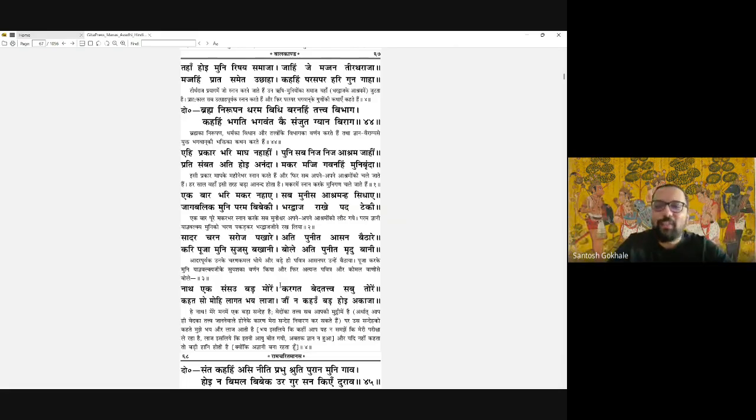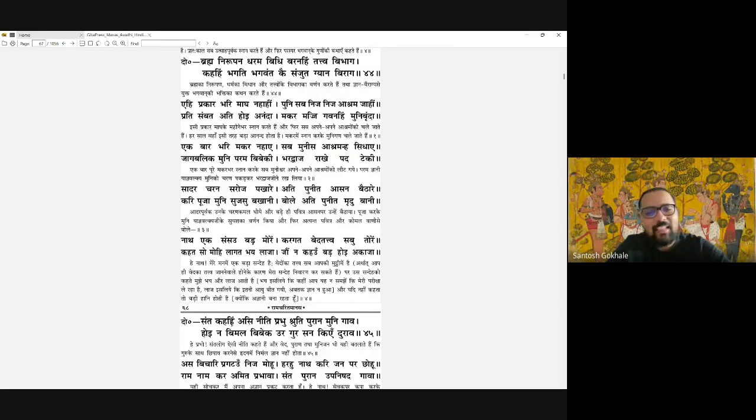With that preface, he now asks, Santa kahahi asa niti prabhu shruti purana munigav, hoina bimala bibeka ura gurasana kiye durao. He says that great saints have told that this is the right thing to do, as also the Shrutis, the Vedas and the Puranas, as also the Munis have sung this. Hoina bimala bibeka ura gurasana kiye durao. If you have a veil of secrecy that divides you from your guru, then you will never get clarity of thought, and your mind will never be washed of all its noise.